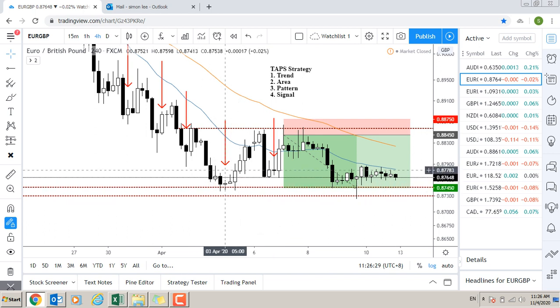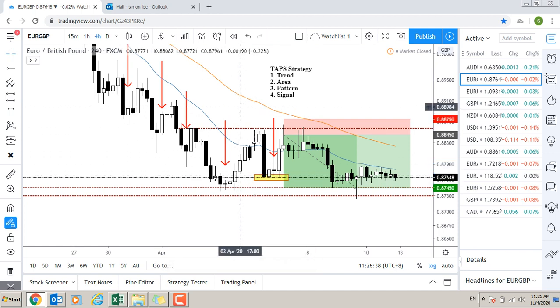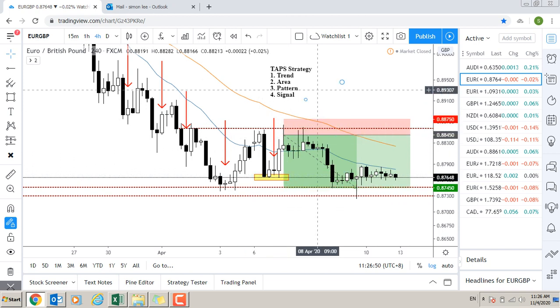So the reason is because of this area. What do we see from this area? The price came down, okay. Basically the price rejected, I mean bounced back from this new low, to this resistance point.